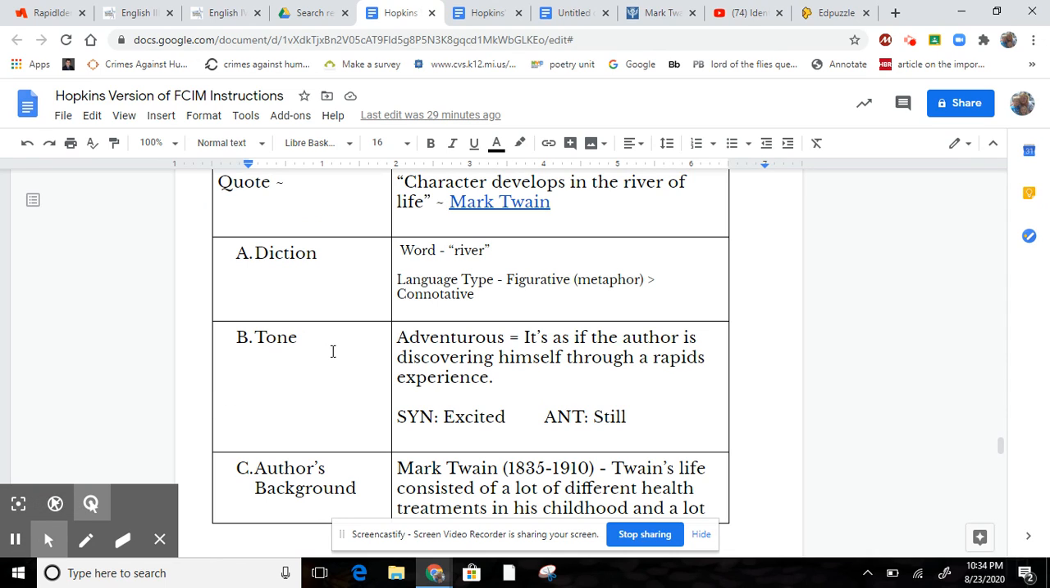Then part B, I look at the tone. Well, character develops in the river of life. I felt that the emotion the author seemed to have on the topic was adventurous. It's as if the author is discovering himself through a rapids experience. So I picture someone going down the rapids of a river, something that's always changing and bending. And so I put the synonym behind adventurous would be excited. The author seems excited about this idea of character. And then the antonym would be still, right? No movement, plain, mundane, monotonous.